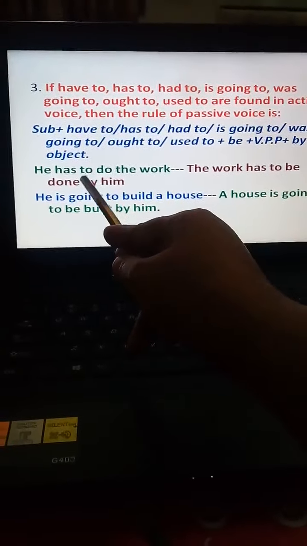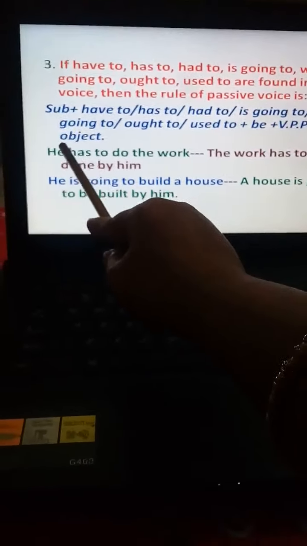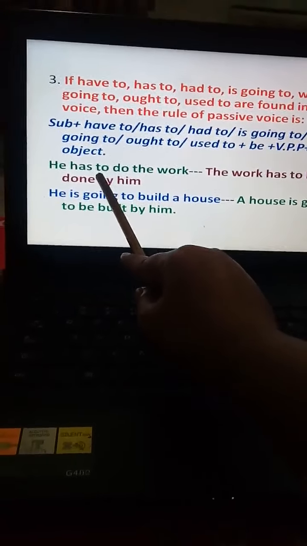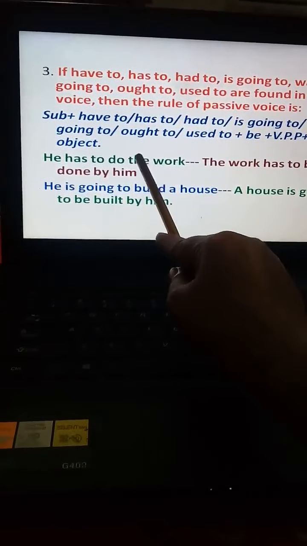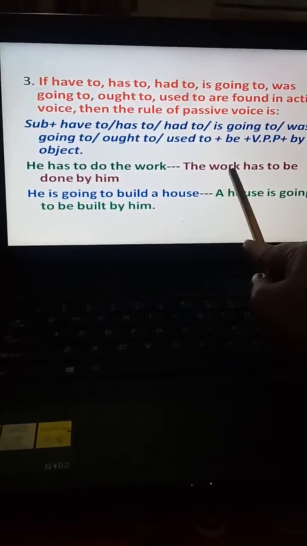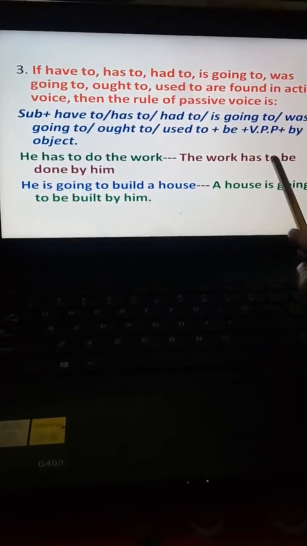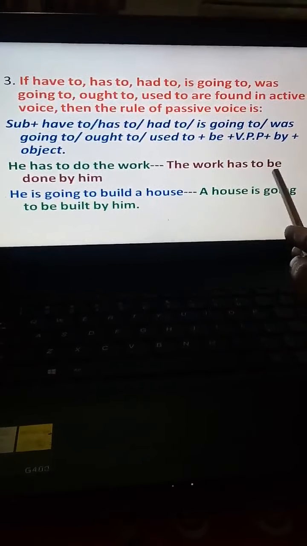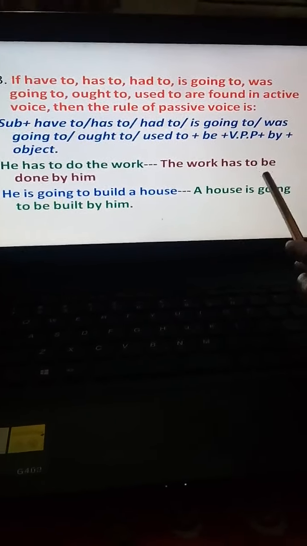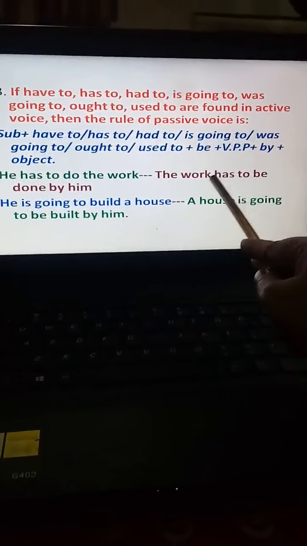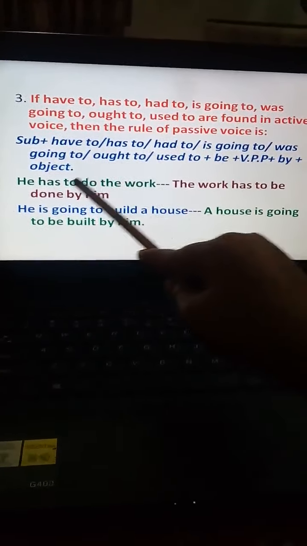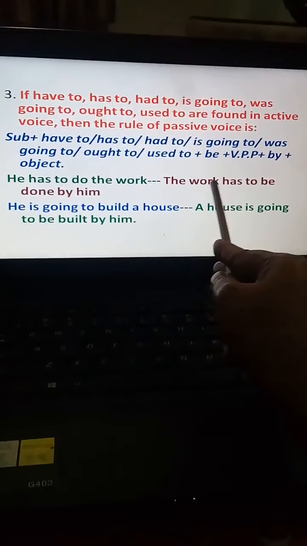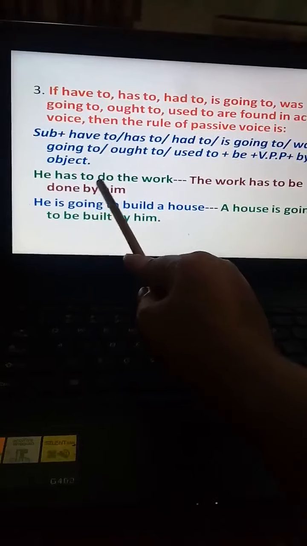So this is the structure. Look at the example. "He has to do the work." "Has to" is a phrase. Here the work is the object, so the object should be the subject of the passive voice. "The work has to" is written again here. "The work has to be" is used. Be must be used in this type of sentence. "The work has to be done." Done is the past participle form of this verb. So, "The work has to be done by him."